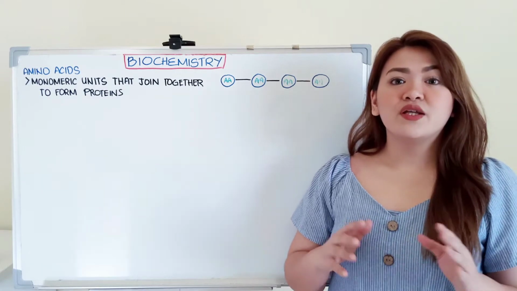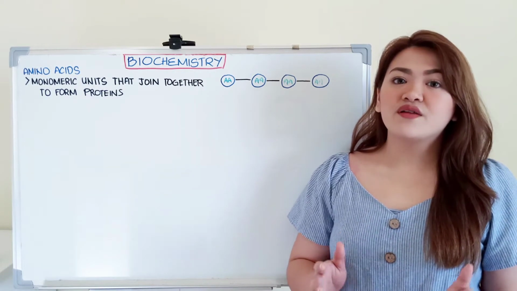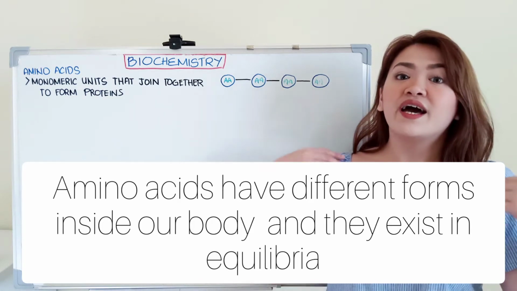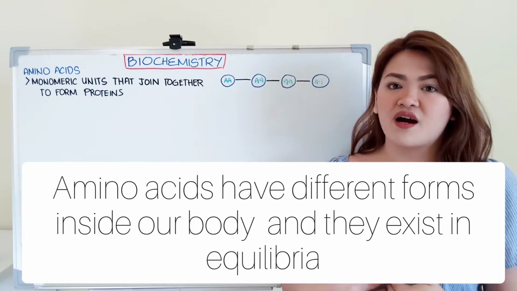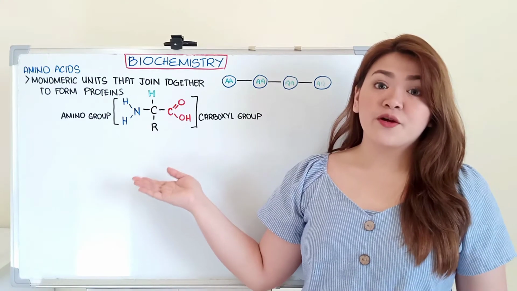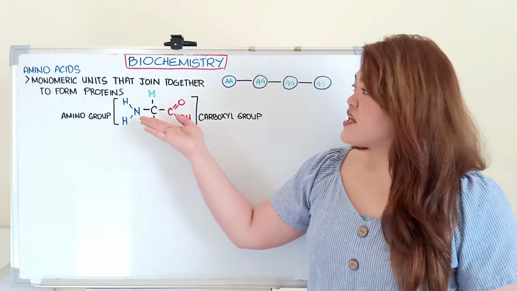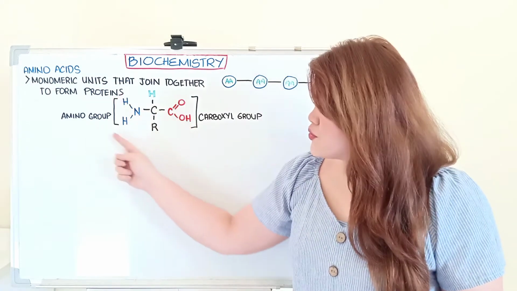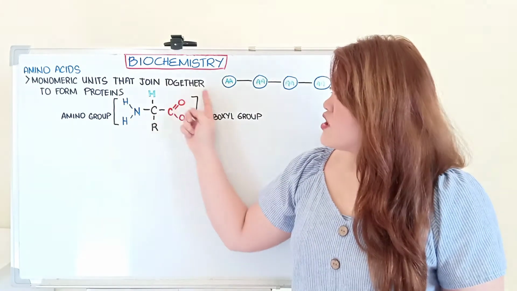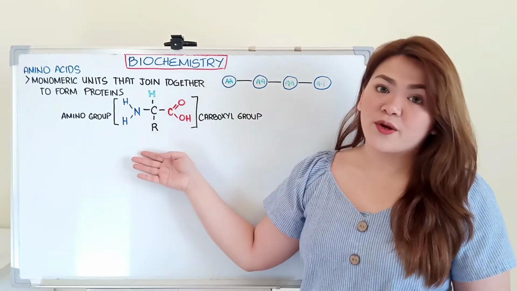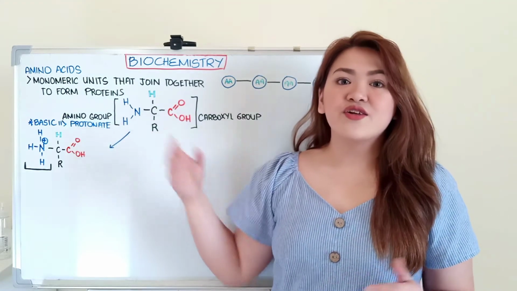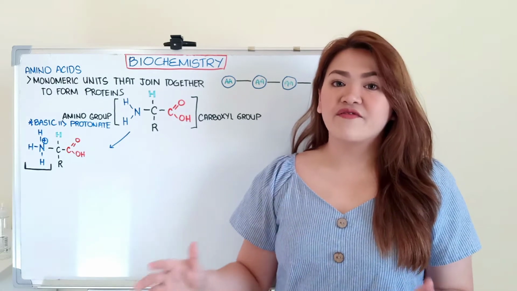Before we study the polymerization process, we have to understand that amino acids have different forms inside our body and they are present in equilibria. This is the general structure for our amino acids, where we have the central carbon atom which can form 4 bonds. So we have the amino group, the hydrogen group, the carboxyl group, and the R group or our side chain. Since the amino group is slightly basic, it can readily protonate in an acidic environment.